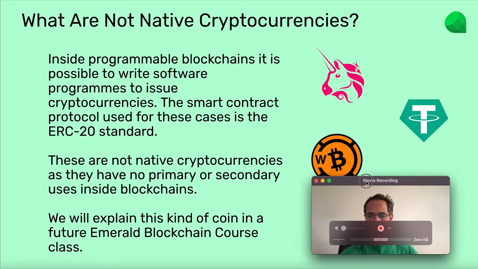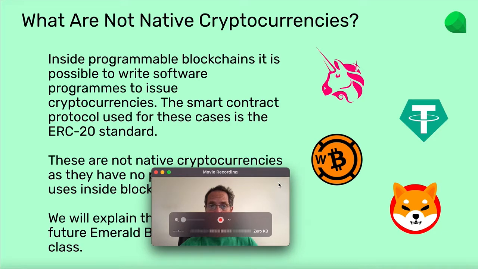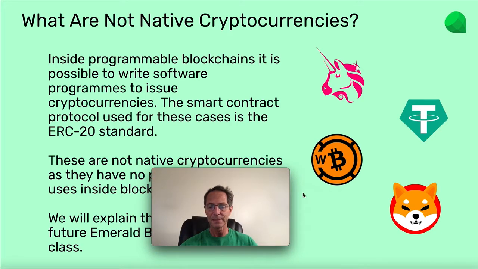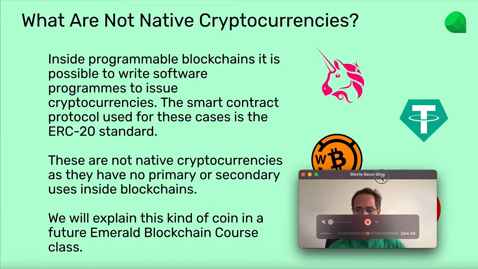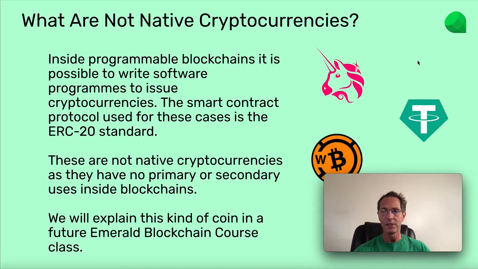Examples of non-native cryptocurrencies, because they don't have primary or secondary uses, are Uniswap, which is very popular, then stable coins like Tether, USDT, and then wrapped coins like wrapped Bitcoin, and then just pure cryptocurrencies with no base economic value like Shiba, which are meme coins. Those are examples of non-native cryptocurrencies.